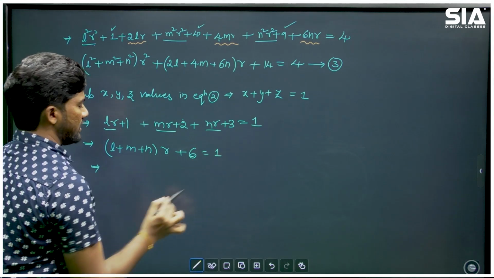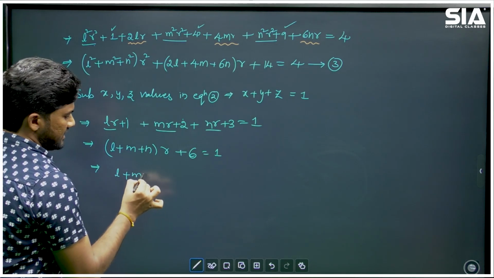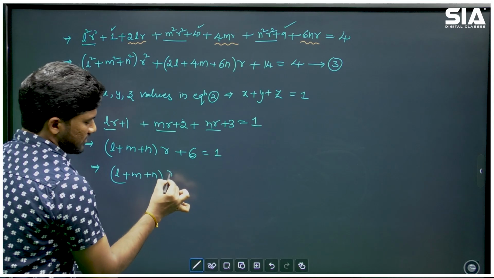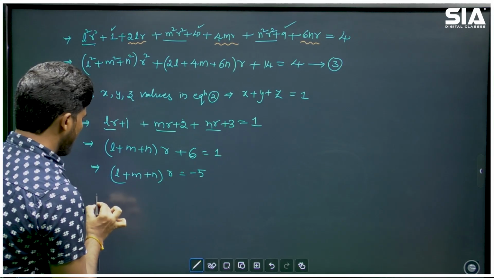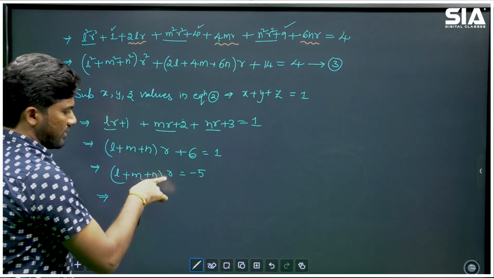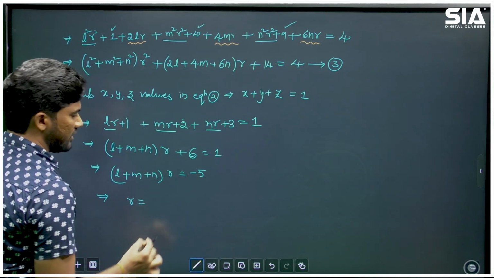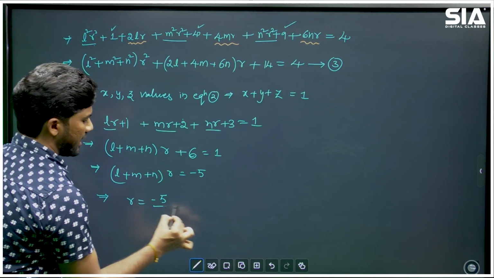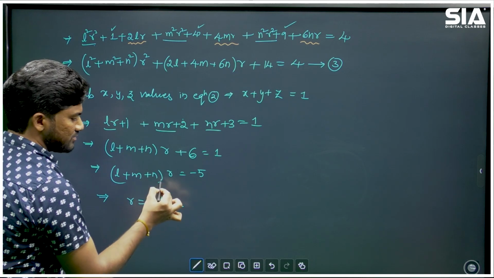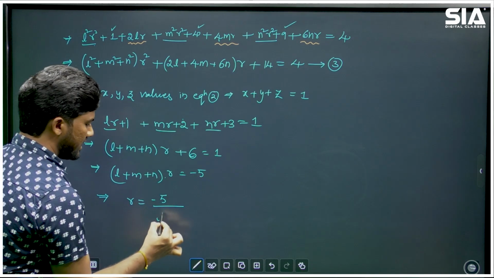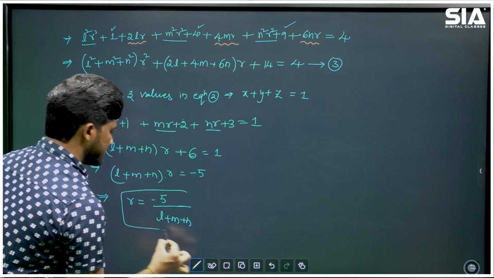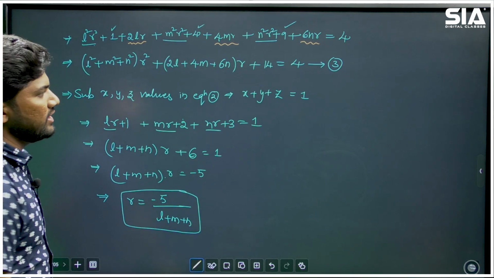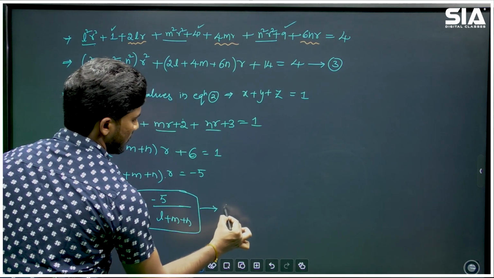Send that plus 6 value to the RHS. So (L plus M plus N) into small r is equal to 1 minus 6, that is minus 5. I want the small r value. From this equation, what is the small r value? Small r is equal to minus 5 by, if you send this multiplication value to the RHS, it will divide, so L plus M plus N. So this is the small r value. Take it as equation number 4.